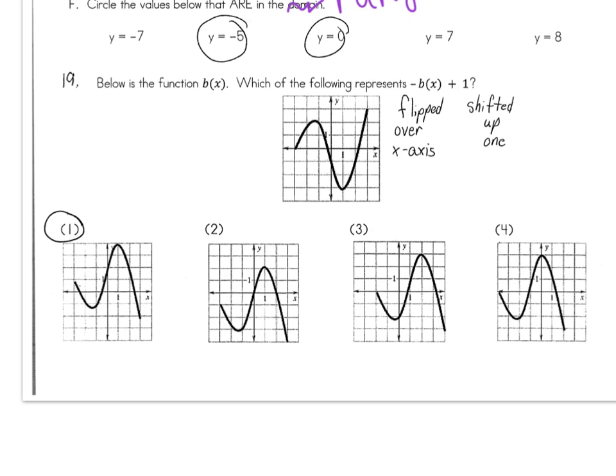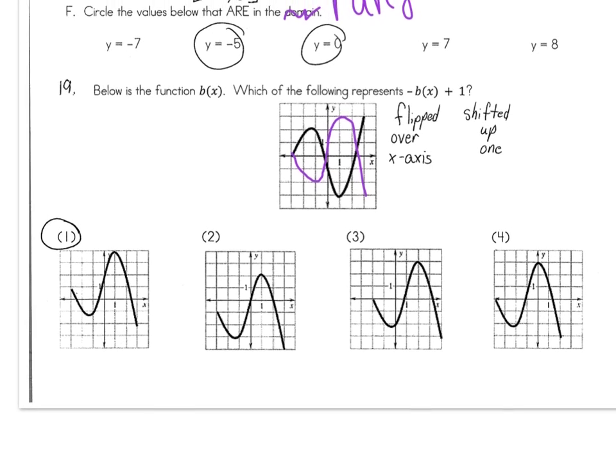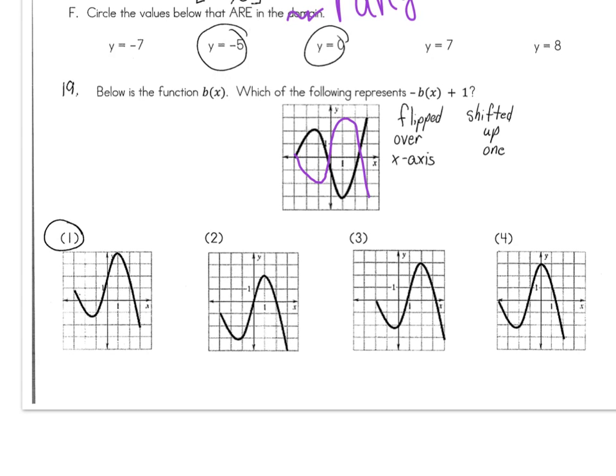Probably what I would do first is just sketch a graph of what this would look like, and then take that purple guy and, oh, will it let me shift him up? I don't know. Nope, it won't let me. But shift that purple guy up 1, and that would give us a graph of 1.